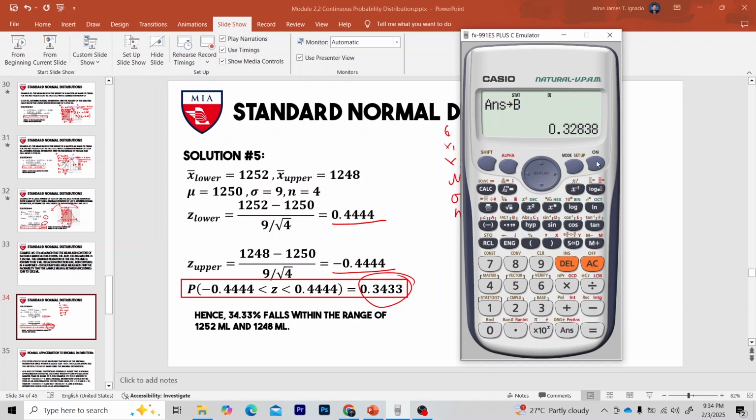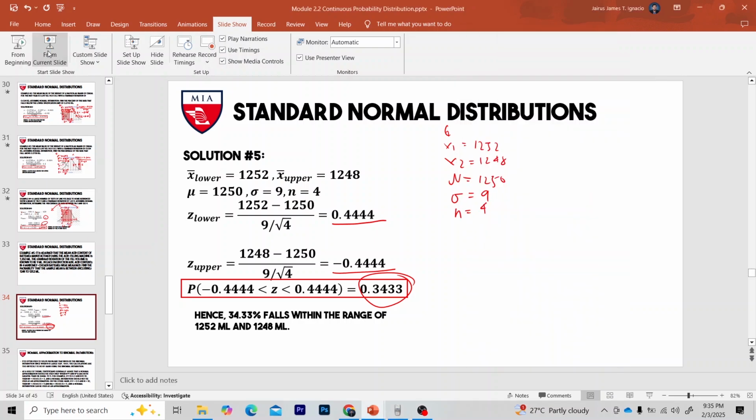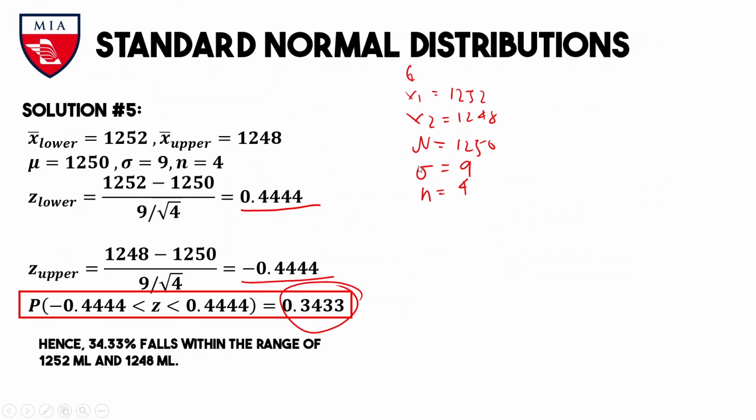Next is to subtract the values. So we have A minus B. Therefore, we have 0.3433 or 0.3434 here. So hence, 34.33% falls within the range of 1252 and 1248.